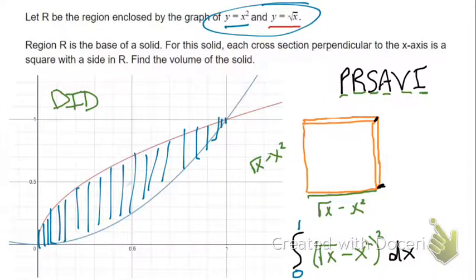And so this integral is a way for me to find the volume of this solid. I've got my area of a single slice made into a volume, and then add it all up. Picture, rectangle, slice, area, volume, integrate. And this is how we can find the volume of that three-dimensional solid.